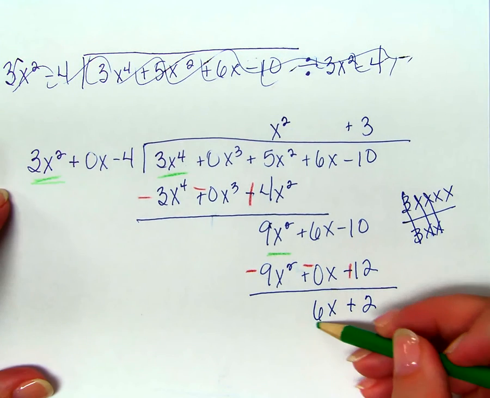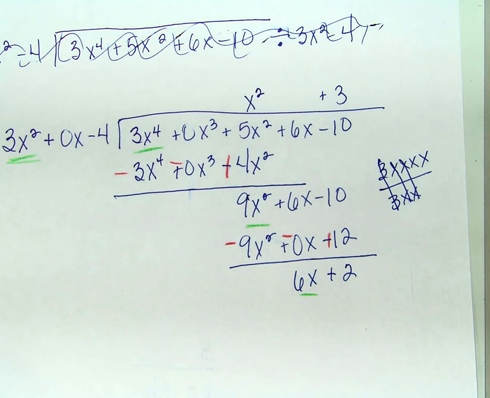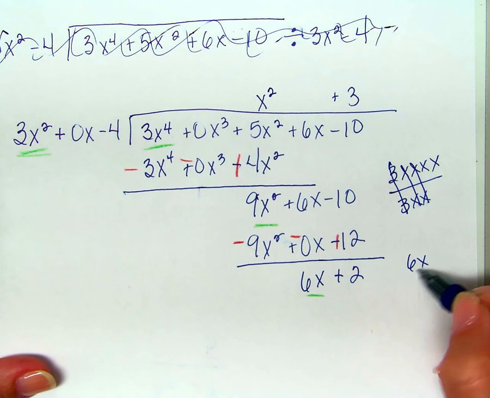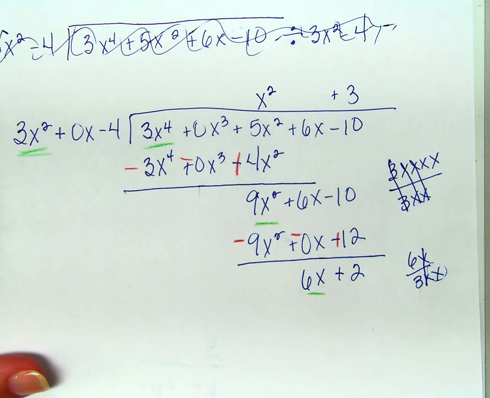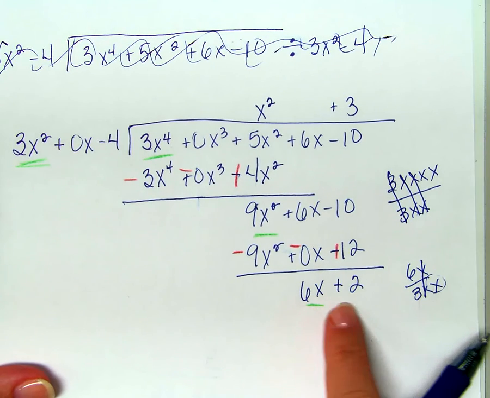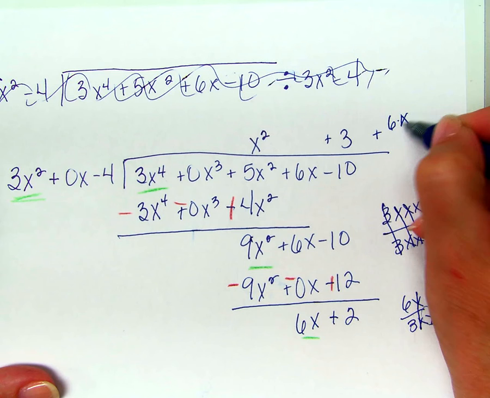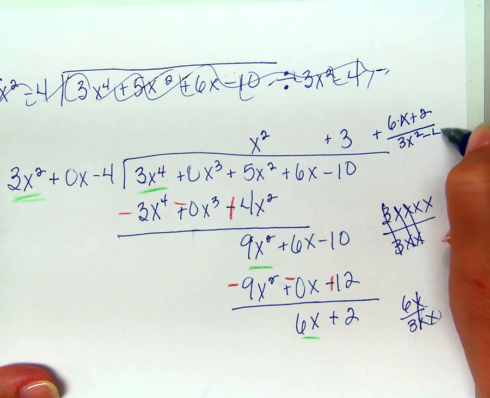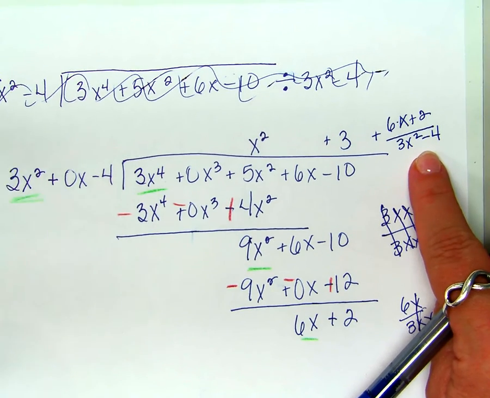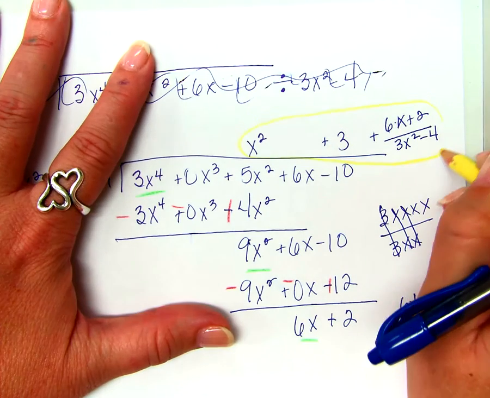Do it again. 6x divided by 3x squared. Uh-oh, right? 6x divided by 3x squared. That cancels, but I still have an x left in the denominator, which means I can't go any further. What is this right here? That's my remainder. So plus what? 6x plus 2 over 3x squared plus 0x. And at this point you can go ahead and just write there. So my answer is that.